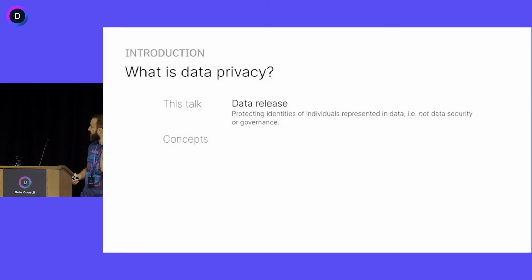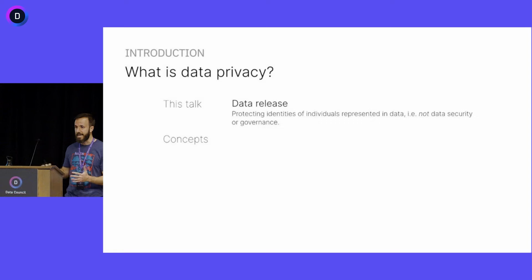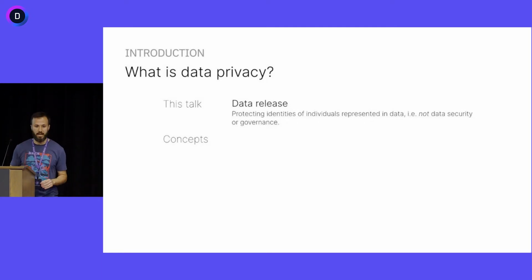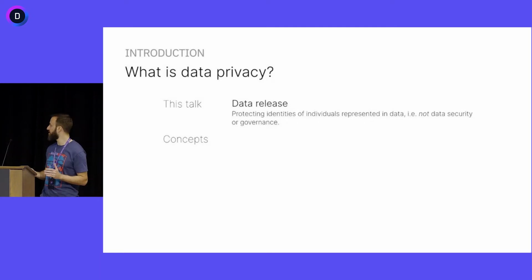So what is data privacy? In this context, we're talking about a data release. And so this is separate from preventing access to data or tracking data access. So we are focused on the case where we're protecting identities in data when access has already been explicitly allowed. So some important concepts to cover here.